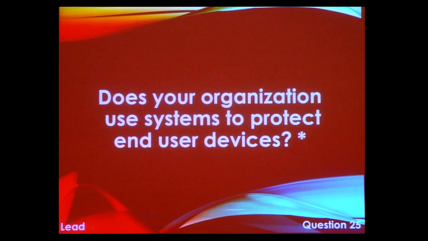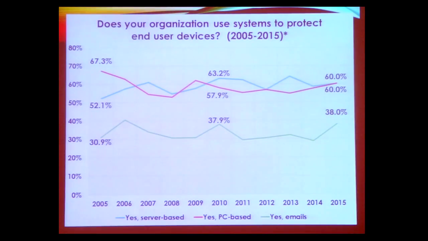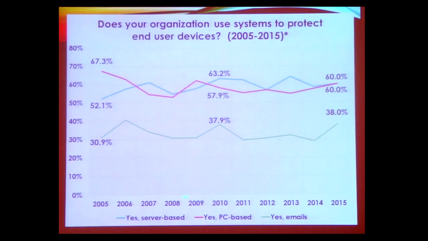Question 25, does your organization use systems to protect end user devices? Yet again, just to reiterate, asterisk, it's going to go over 100% because it's a choose all that apply. Here we can see two values at 60%, yes server-based and PC-based, and at 38%, yes emails is how we protect our end user devices.